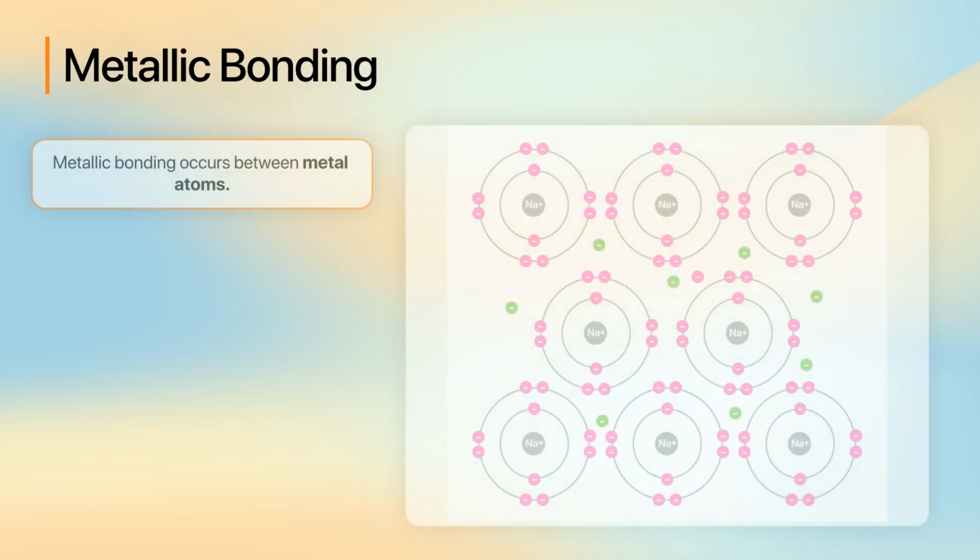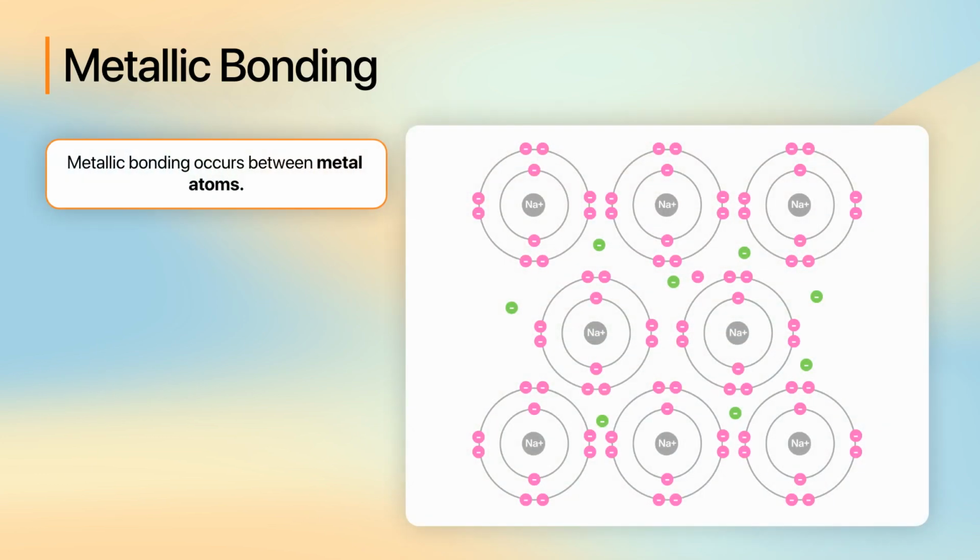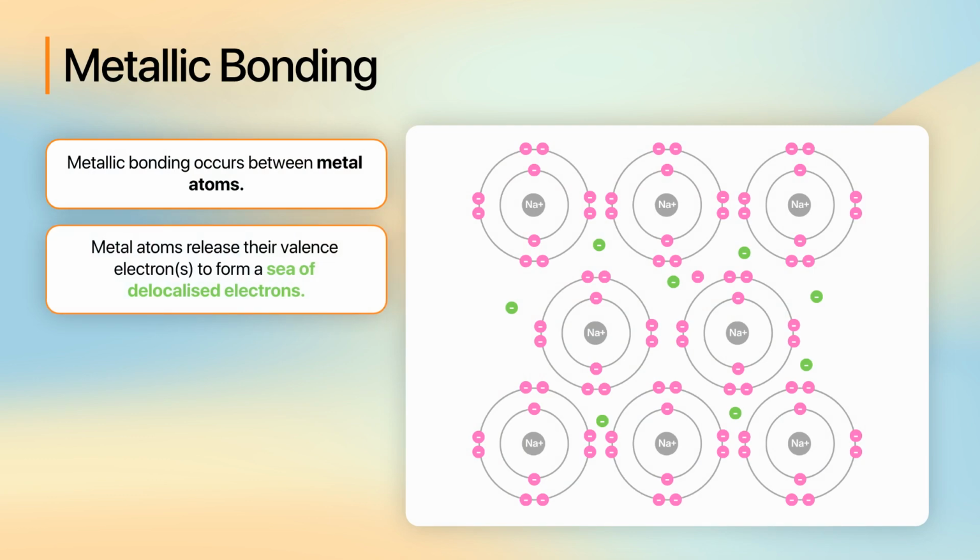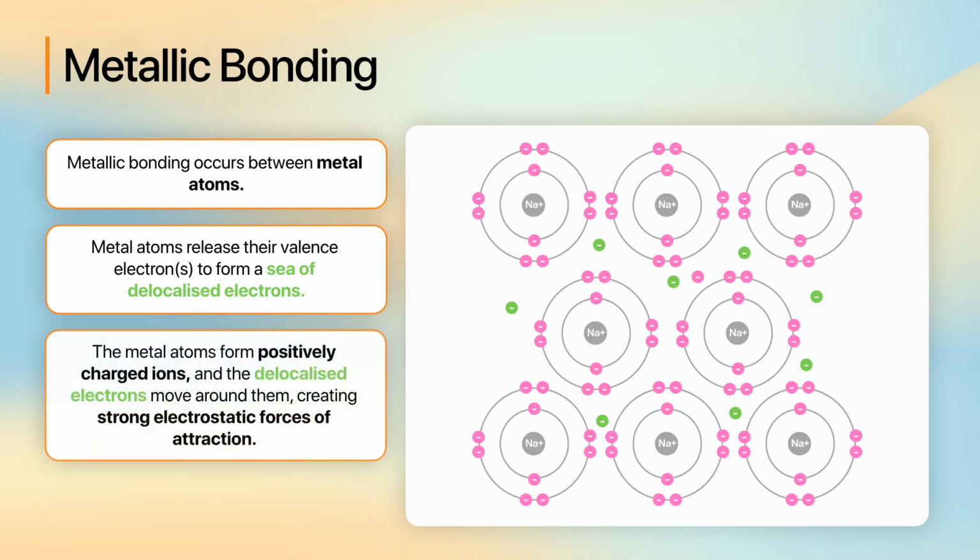And thirdly, let's look at metallic bonding. Metallic bonding occurs between metal atoms. In this type of bonding, atoms in a metal release some of their electrons to form a sea of free moving electrons. The metal atoms become positively charged ions, and the free electrons move around them. This creates a strong electrostatic attraction between the positive metal ions and the sea of delocalized electrons.